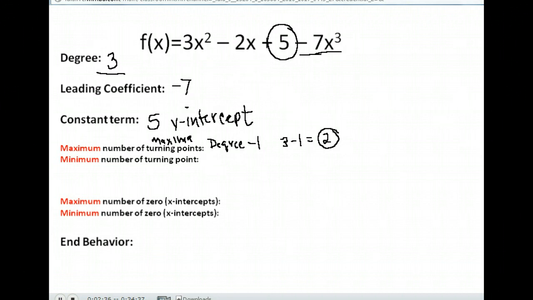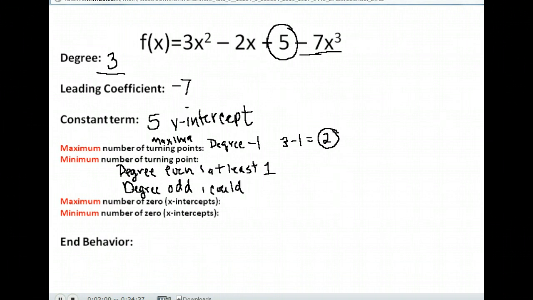The minimum number of turning points depends on your degree also, on whether the degree of your polynomial is even or odd. If the degree of your polynomial is even, you have to have at least 1. If it's odd, there could be none. It doesn't have to have turning points if the degree is odd. So this function here might not have a maximum or a minimum at all.